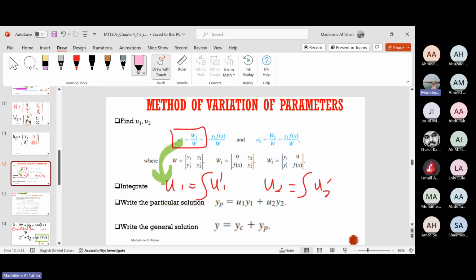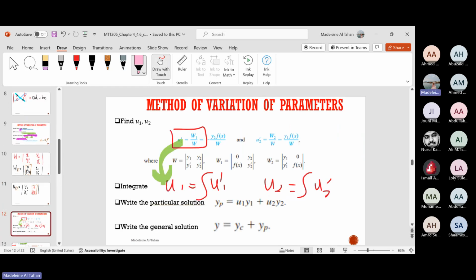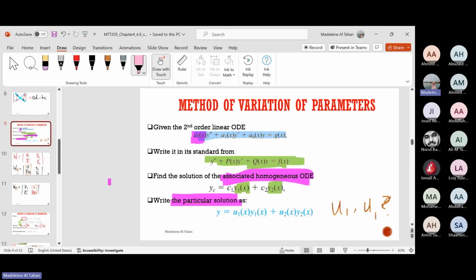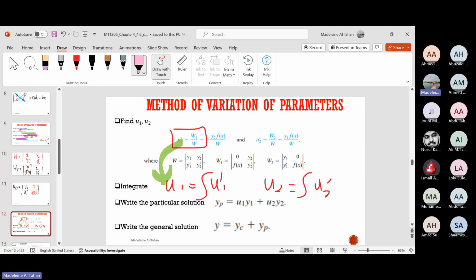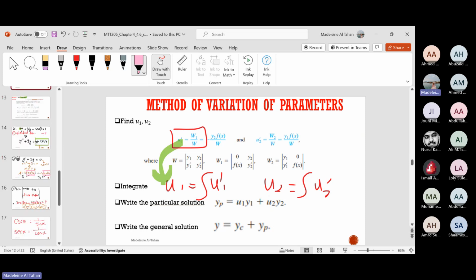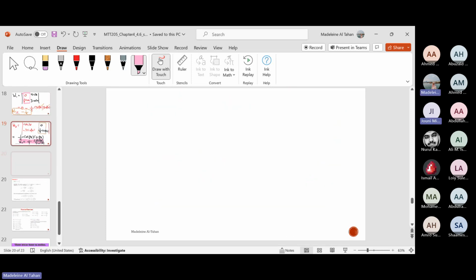Go back to the steps that we need to do. First of all, we wrote it in standard form. We identified our f of x. We found y1 and y2 that they are solutions for the homogeneous ODE. Then we found w, we found w1, we found w2. Now the next step is to apply the formulas, right? Find u1 prime and u2 prime. Any questions before we proceed, miss? No, doctor.